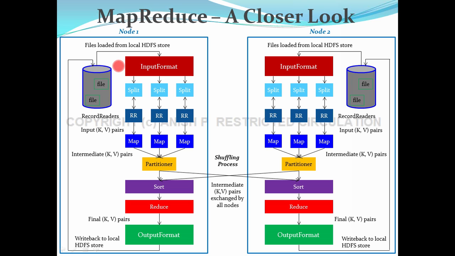Input is a key value pair. Shiva, input to the mapper is a key value pair and output is also a key value pair only. Intermediate output is again in the form of key value pair. It must be a key value pair. It can't be anything else.